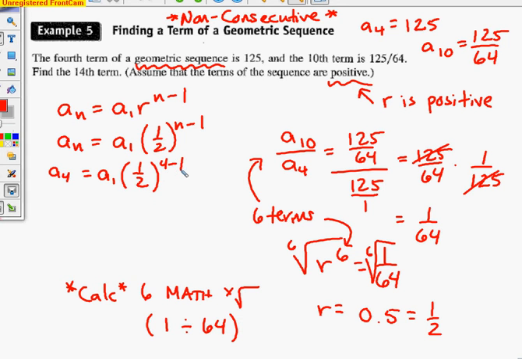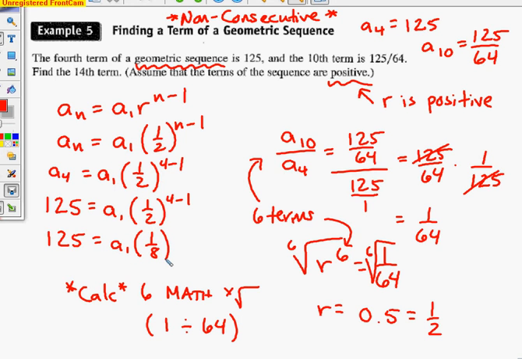A sub 4 is 125. 125 equals a sub 1 times 1/2 to the 4 minus 1. 4 minus 1 is 3. 1/2 to the third power is 1 to the third and 2 to the third. That is 1/8. And now I'll times both sides by 8.